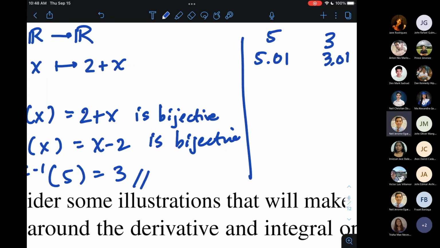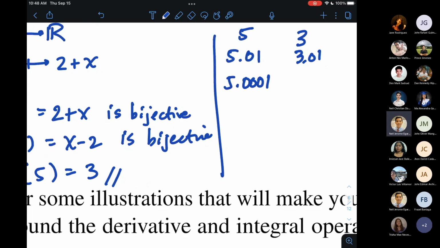Or dun sa medyo balibaligtad pala yung output dun sa nakuha natin na solution, right? So a small change in the data, which is the desired output, yielded a correspondingly small change in the solution, which is the necessary input, right? Pag ginawa ko tong 5.0001, makukuha ko na output ay 3.0001.